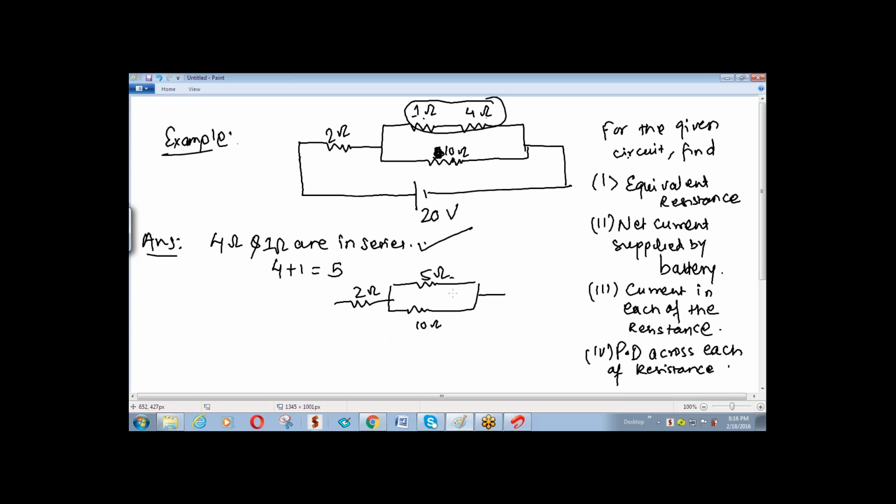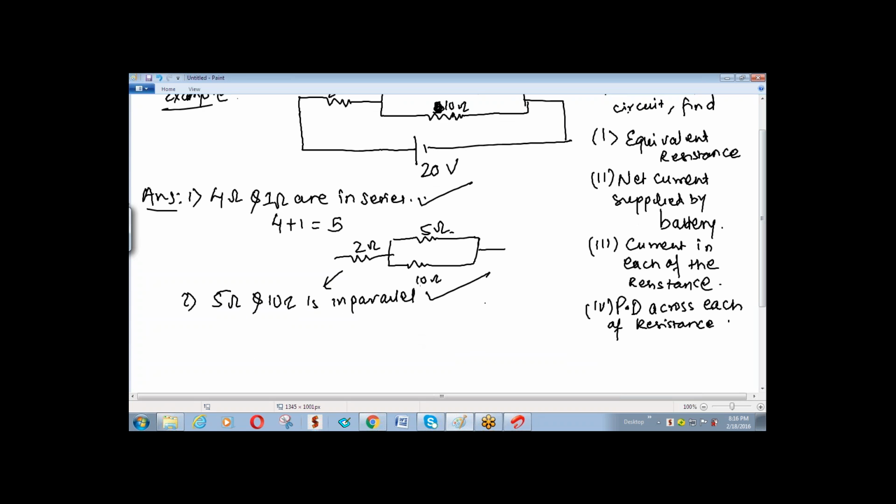I hope it is clear. No doubt till this point. Now, the second statement which I will ask is whether you think 5 ohm and 10 ohm in the corresponding diagram are in parallel? Do you think so? Yes, they are parallel, sir. Good. That means you got the logic right.